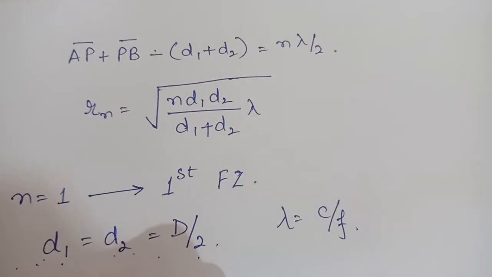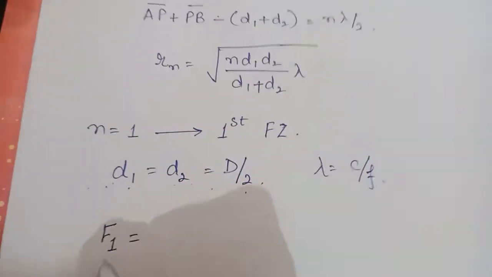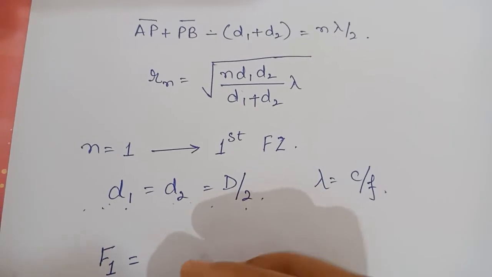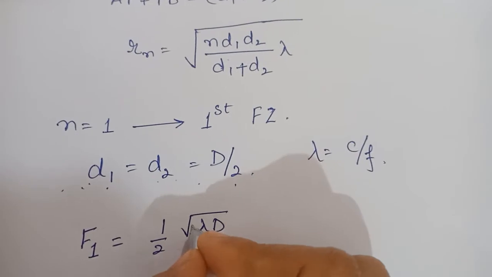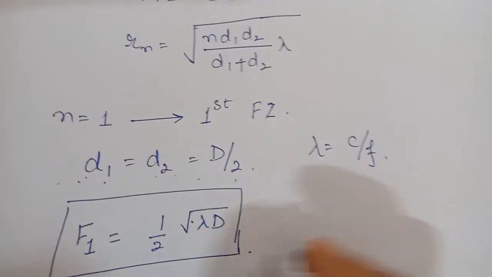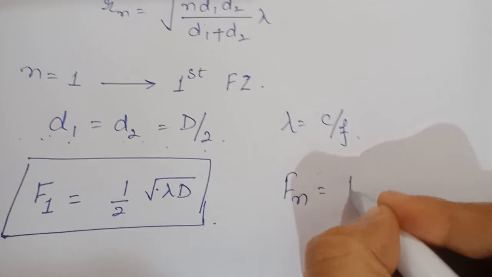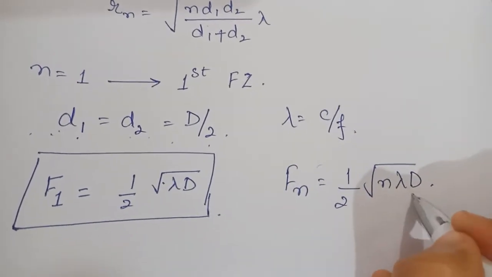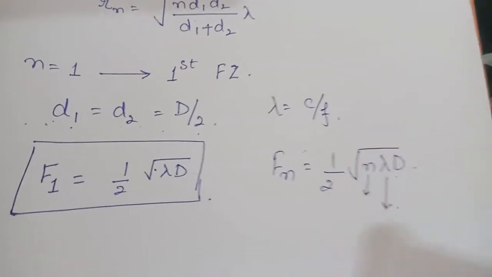From here we find F1. F1 is your Fresnel zone 1. After substituting these values in this equation, we get F1 equal to 1 upon 2 under root of lambda into D into n. n is equal to 1, so this will be the Fresnel zone 1. Correspondingly we can find the Fresnel zone up to Fn, which will be equal to 1 upon 2 under root of n into lambda into D. D is the total distance between your transmitter and receiver, n is the number of Fresnel zones, and lambda is the wavelength.